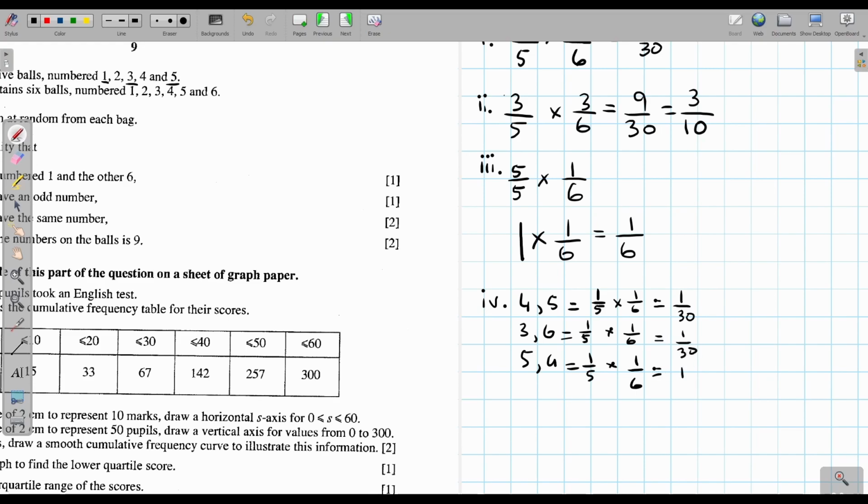1 over 30, 1 over 30, but all of these also have an or, so it's either this or this or this, and when we have an or, we plus. So this or this or this will give us 3 over 30, which will give us 1 over 10. And that is that first part.